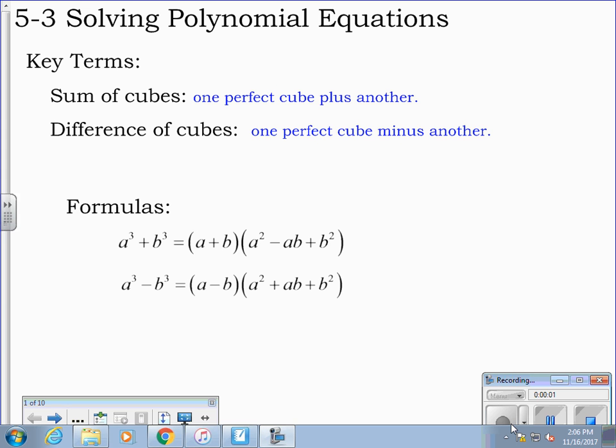So, like I said, we're doing factoring. We're going to be factoring polynomials. We're going to be stepping up above the quadratics we've been doing for the most part. Okay. The first ones you have here, the sum of cubes, the difference of cubes.